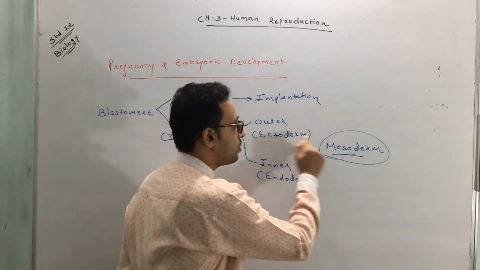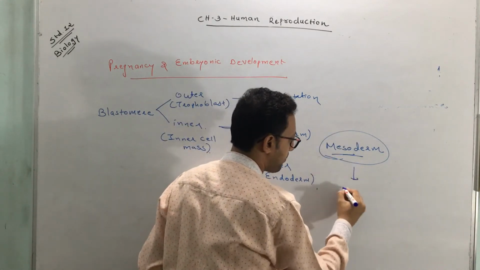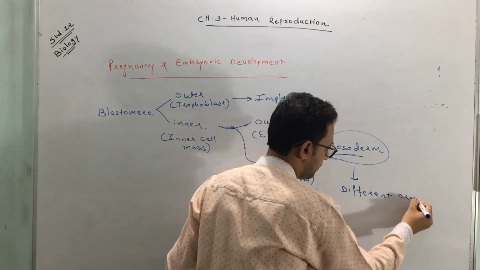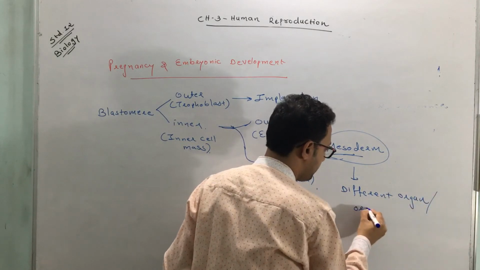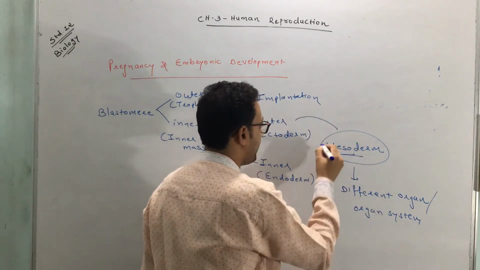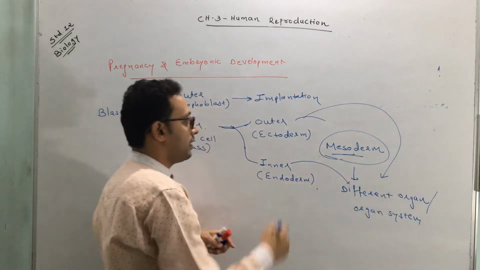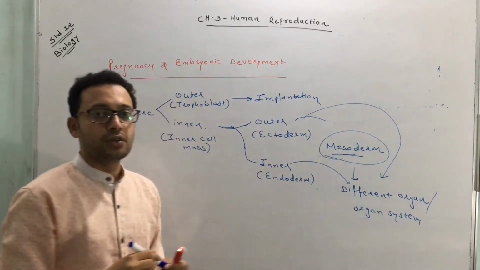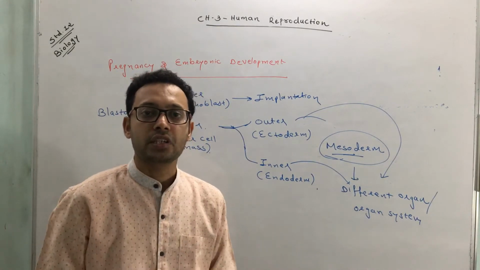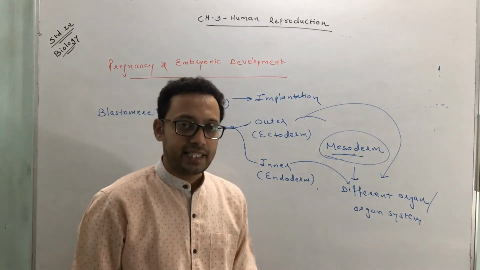From these three layers, ectoderm, mesoderm and the inner endoderm, different organs and organ systems develop. So you can say that the whole body develops from these three layers, ectoderm, mesoderm and endoderm. They are responsible for development of all types of tissues, organs and organ systems in the embryo. Okay, so that is how the development takes place.